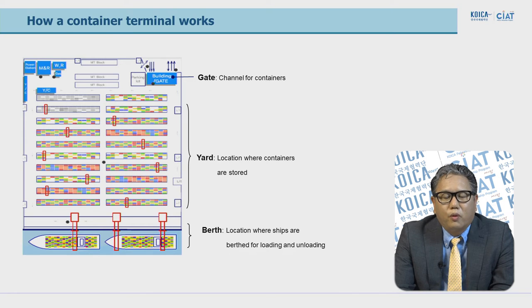Now let's check the container terminal system and structure. So this picture is the container terminal. A container terminal consists of three main parts: gate, yard, and berth. The gate is the channel for containers, and the second is the yard side, where containers are stored and kept. The last is the berth side, where ships arrive and depart. And this part is where the cargoes are loaded and discharged.